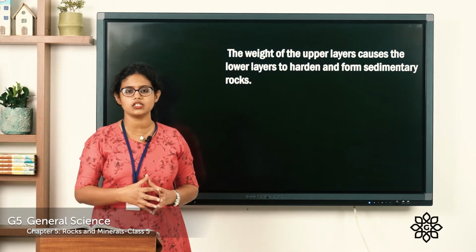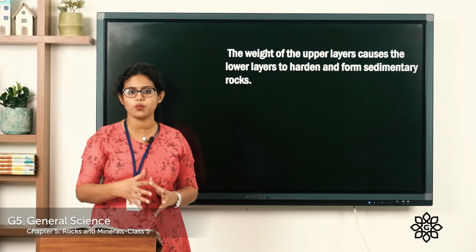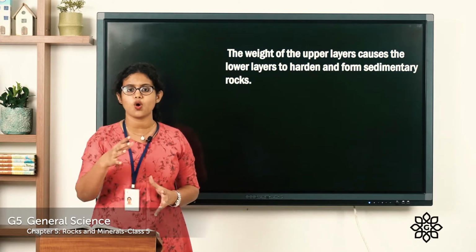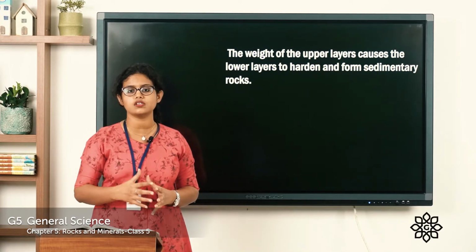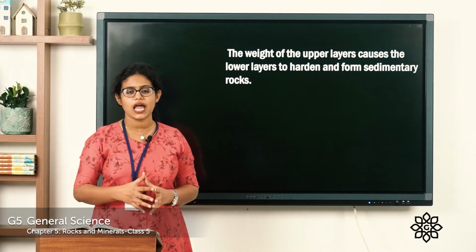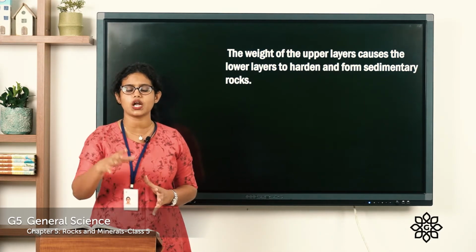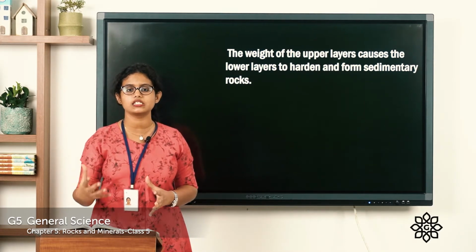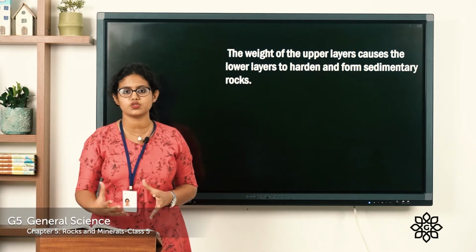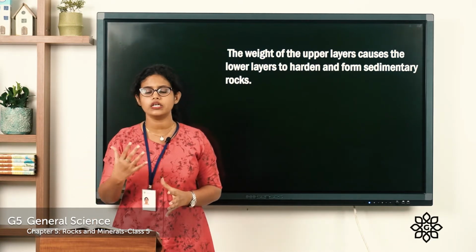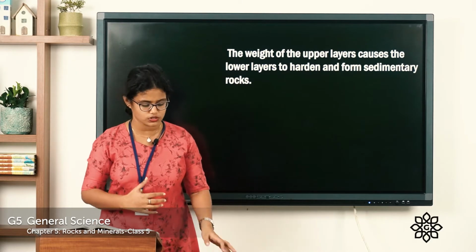When the rock particles settle down at the bottom of the sea or ocean or lake, more and more layers of sediments are formed. And because of the continuous pressure upon the lower layers, they harden to form sedimentary rocks. So this is how sedimentary rocks are formed.